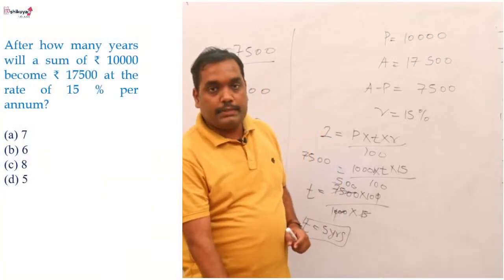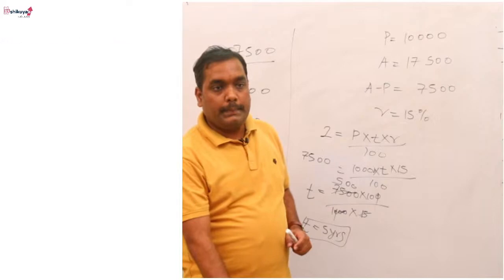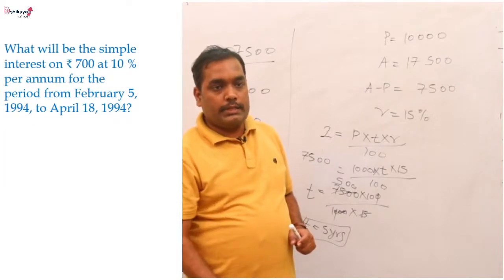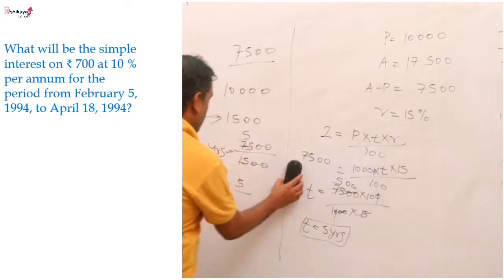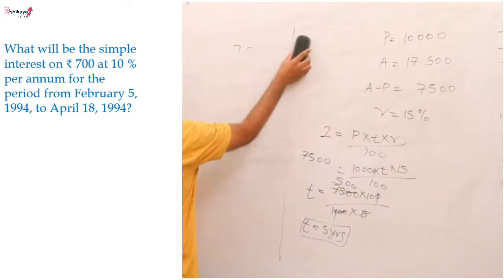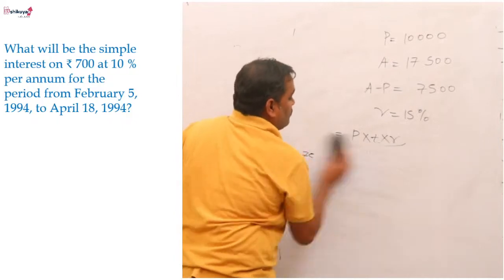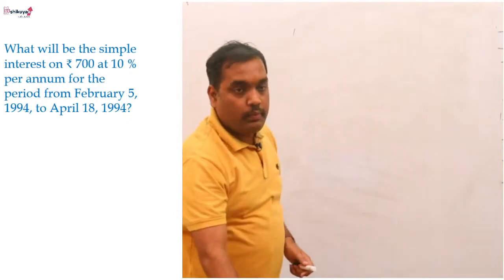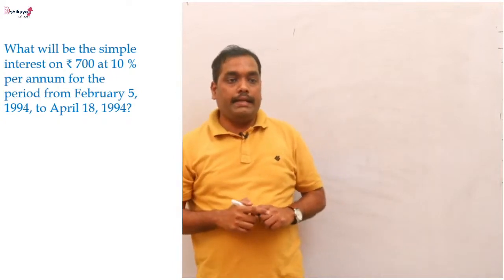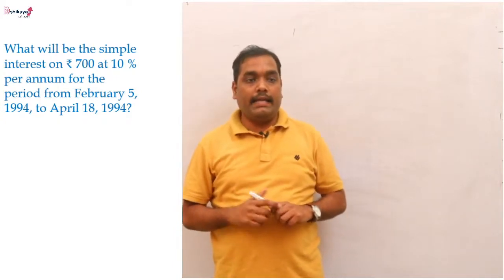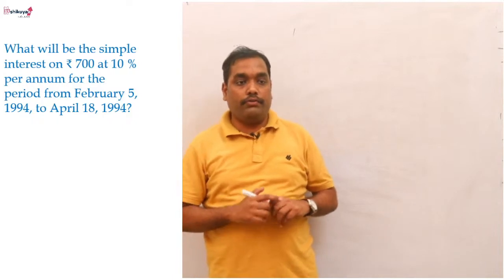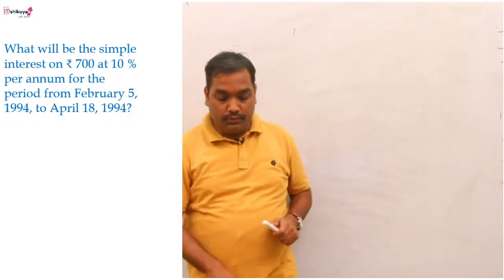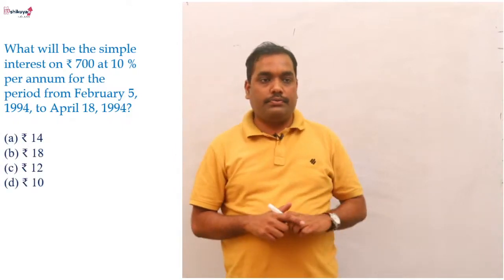We'll go for the next problem now. Just read this, then we'll go for the solution. So what is the problem statement? What will be the simple interest on rupees 700 at 10% per annum for the period from 5th February 1994 to April 18, 1994? And these are the options for this problem.